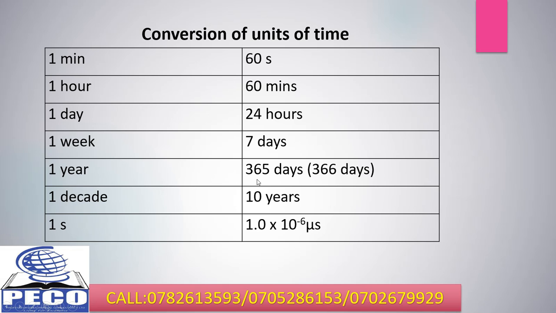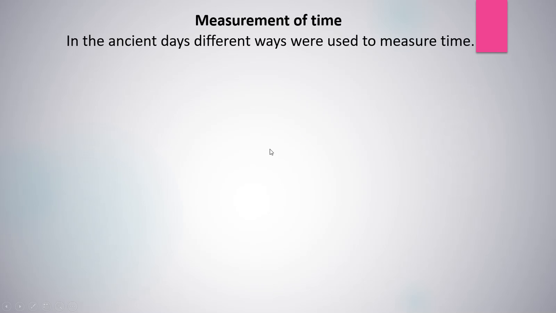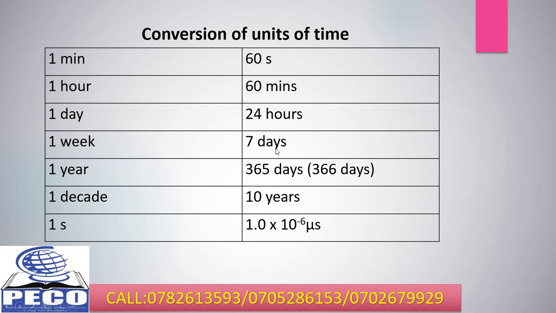1 decade means 10 years, and 1 second is equal to 1 times 10 power negative 6 microseconds. But now we shall look at the conversions of those units in your exercise. I don't want to look at the examples of this, but you can do some exercise about converting units of time.